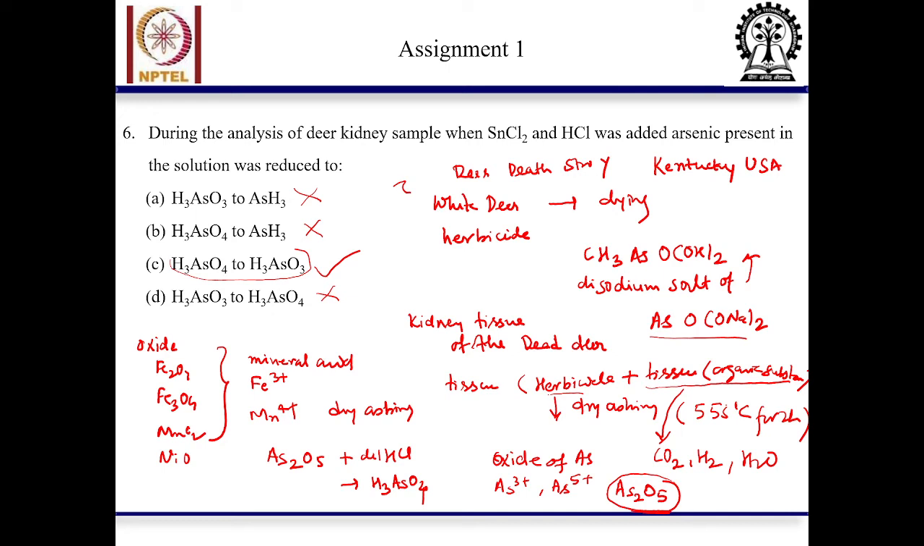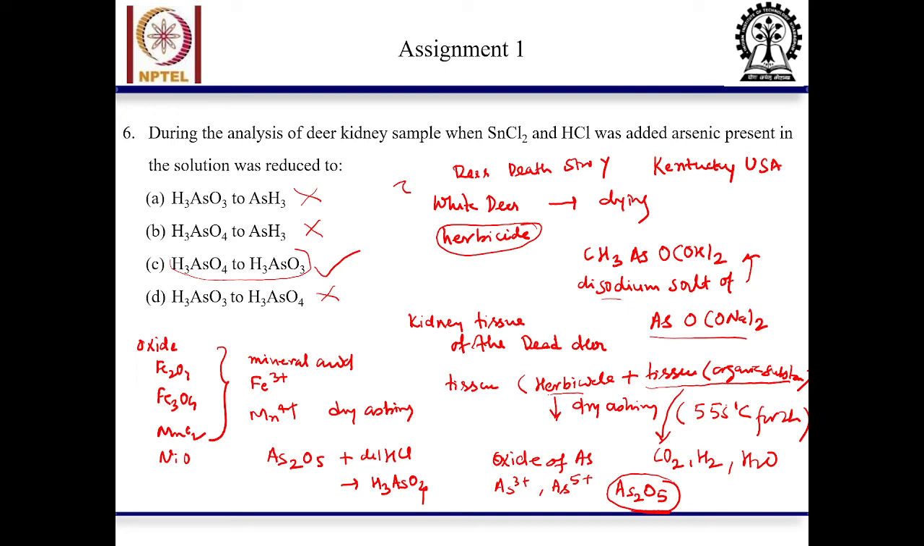So the analytical chemist went to analyze what is the reason for the death of the white deer. They found out that a herbicide is responsible for the death of the deer. Now they wanted to confirm what the herbicide is. Basically, this is the disodium salt of CH3AsO(OH)2. How they analyzed it I will discuss, and accordingly we will solve questions 6 to 9.